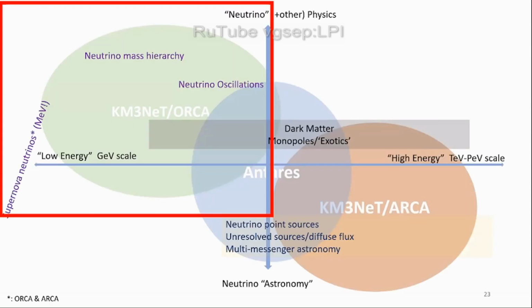Now, I'm going to move to the top left part of this plot. So we're going to look at lower energies, and we'll be focusing more on the ORCA detector, and a little bit ANTARES detector. The thing is, supernova neutrinos are there, but you actually also do them with ORCA, so the plot is not very accurate.